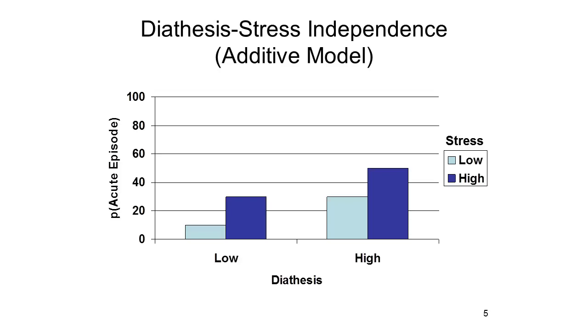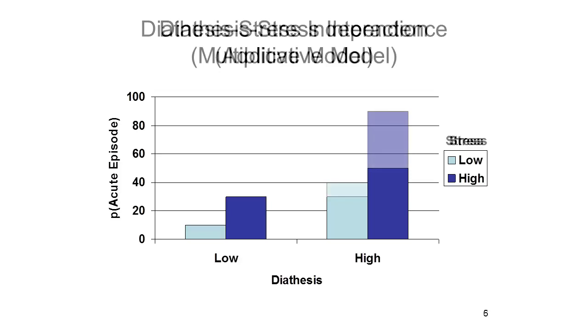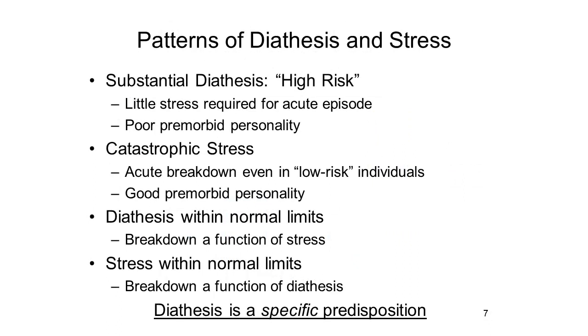In an additive model, diathesis and stress are independent of each other, and the likelihood of an acute episode is simply a function of the sum of the diathesis and stress factors. In a multiplicative model, diathesis and stress truly interact, so that the combination is particularly potent. When stress multiplies with diathesis, the combination greatly increases the likelihood of an episode of mental illness. The prevailing view is that the interaction between diathesis and stress is truly multiplicative, not merely additive.